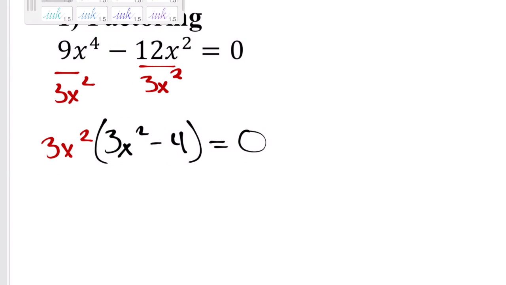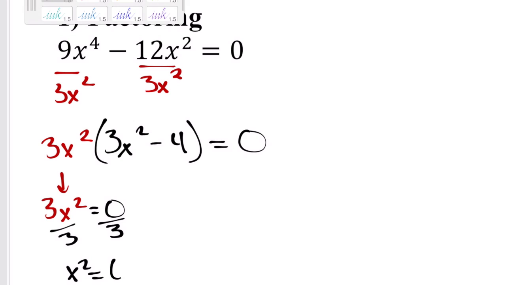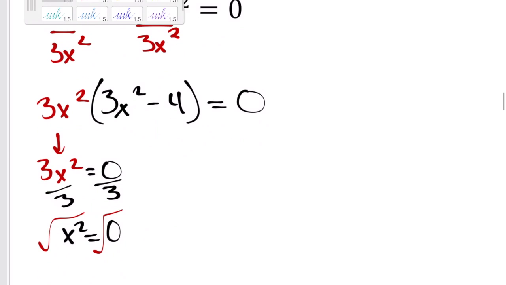Because of the multiplicative property of 0, I can set each of these equal to 0. I'm going to start with the 3x squared. I would divide my 3 over to get the x by itself, and then take the square root, and I end up with x equal to 0.